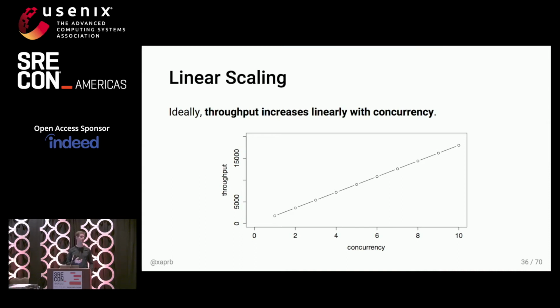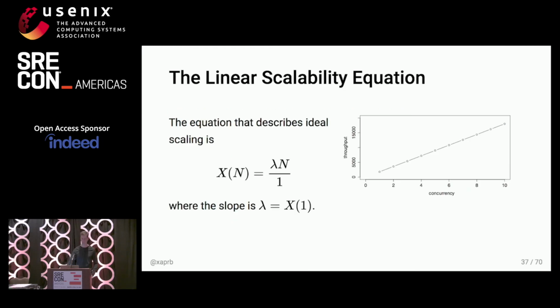Another way to say this is that the system's output is a linear function of load. So as you double the load, throughput, or the work getting done, doubles as well. So you're getting equal return on investment, if you will. The equation that describes this is the first of several that I'm going to compose. And the Greek letter lambda is just the slope of the line. It's just a function of how efficient the system is. And everything else is just linear.